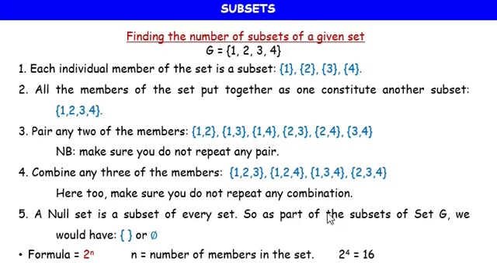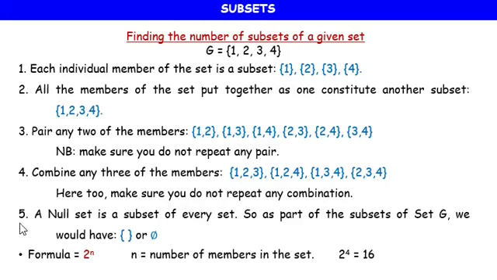Now, if the members of set J were more than 4, say 5 or 6, you would go on to combine 4 of the members. Here, because the number of members is only 4, we end at combining 3 of the members. But if we had more than 4 members, we would have combined 4 of the members to create another round of subsets. Okay, so that's that.